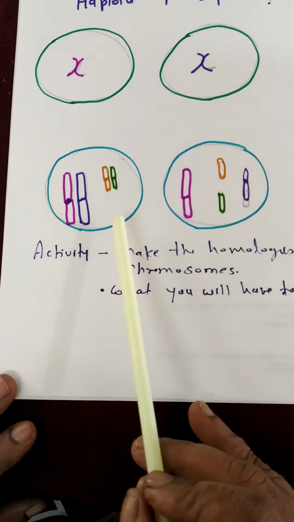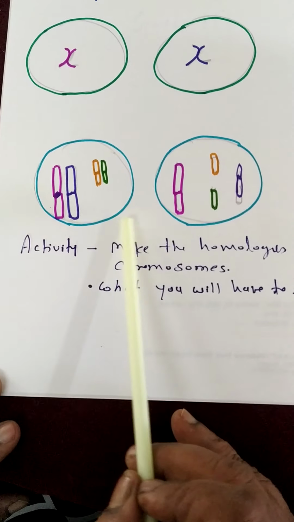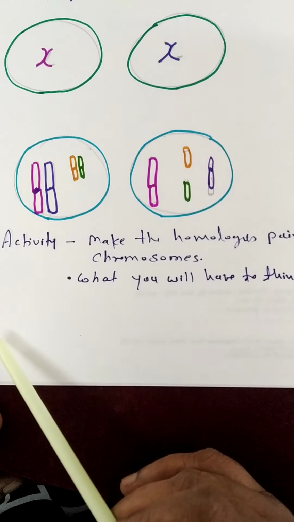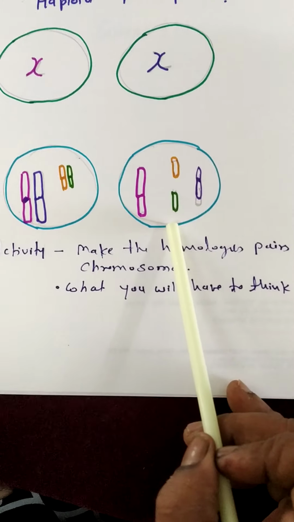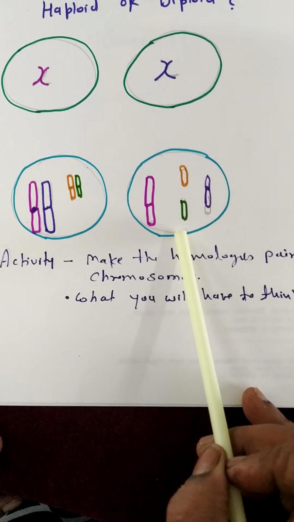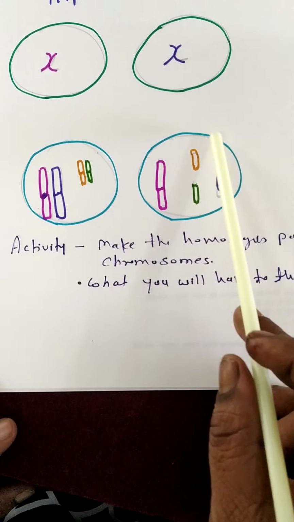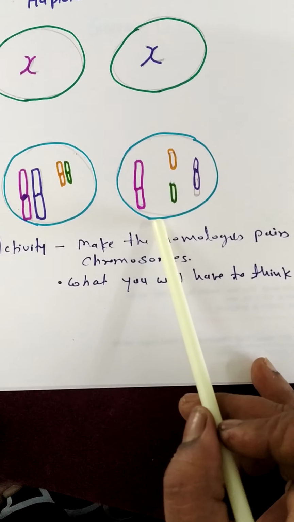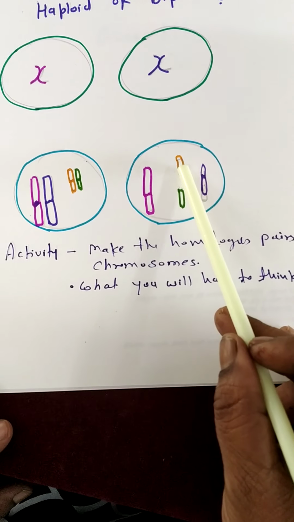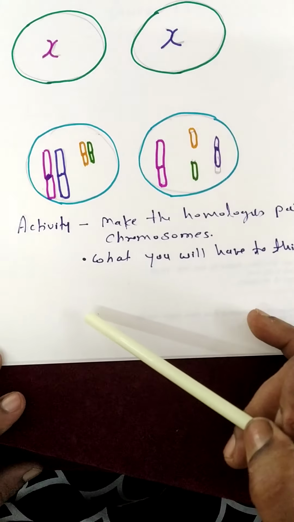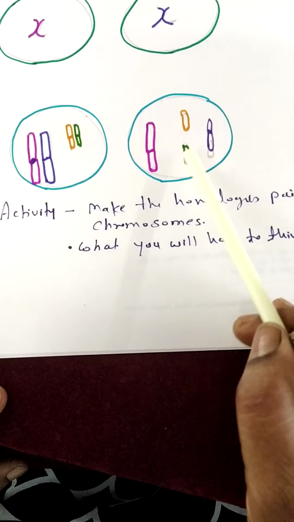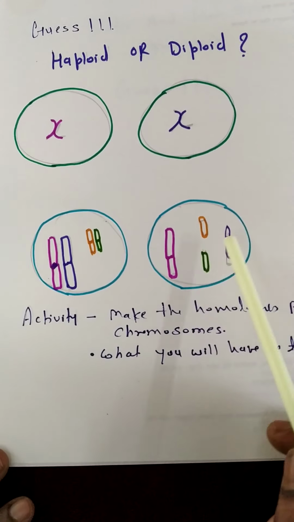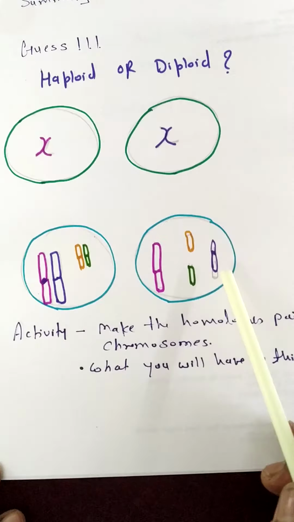Now see this diagram. In these two diagrams, which is the haploid and which is the diploid? Yes, this one is the haploid cell. Why? Because this is one set of chromosomes, and in this set there are 4 different types of chromosomes, and they cannot pair with each other because they are dissimilar. They are different from each other.